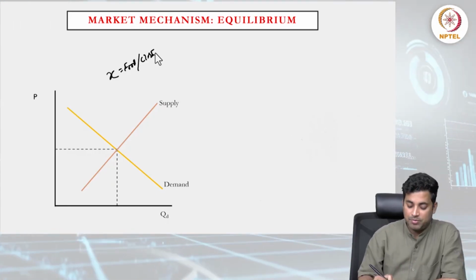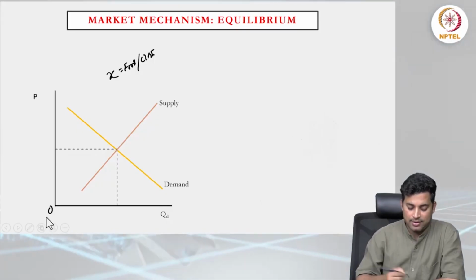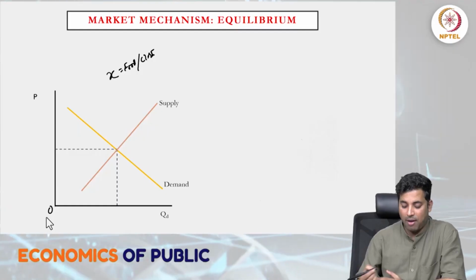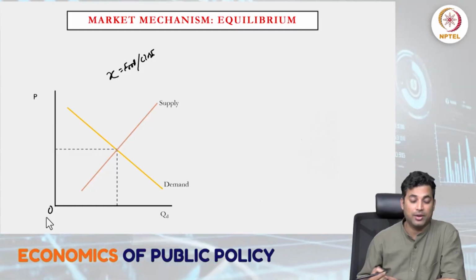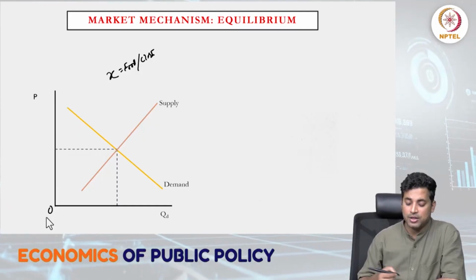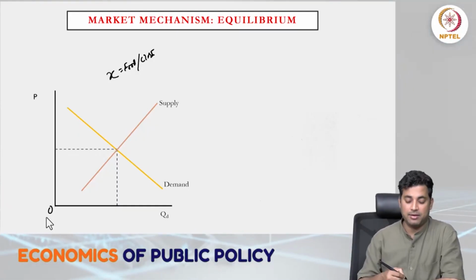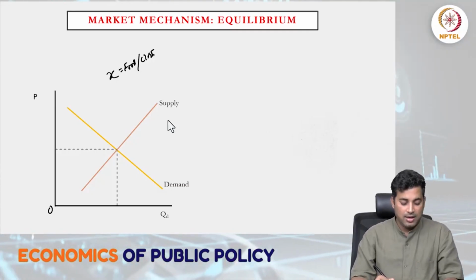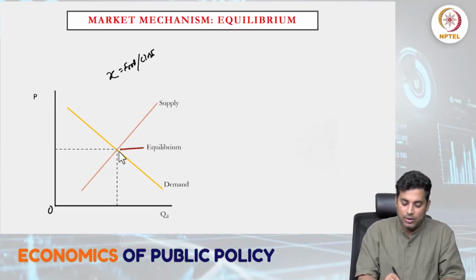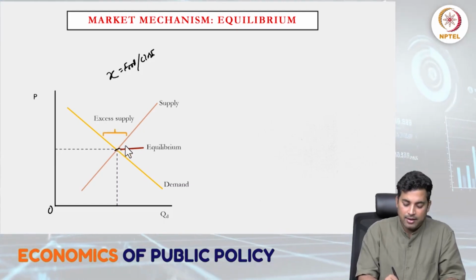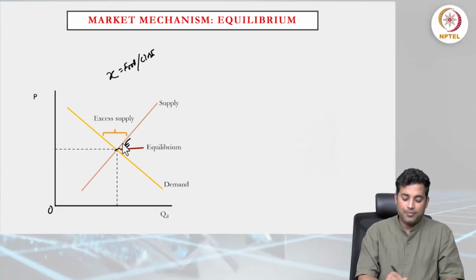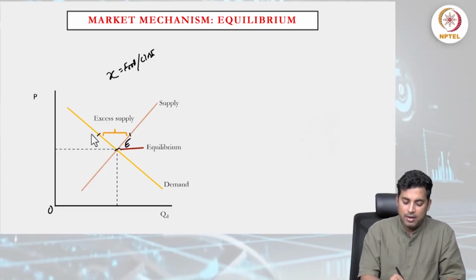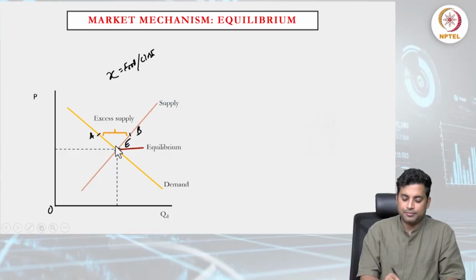On the vertical axis is price, and the horizontal axis is quantity demanded in the case of the demand function, and quantity supplied in the case of the supply curve. So here we have an upward sloping supply curve and a downward sloping demand curve, and this is called the equilibrium point, say point E, and then here say points A to B.